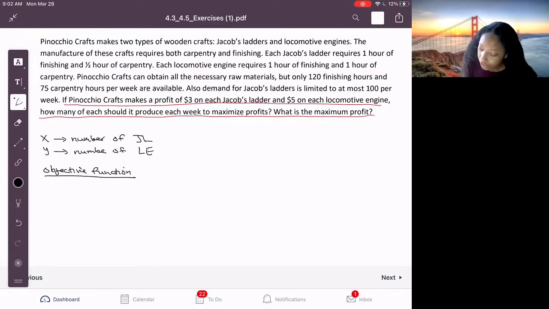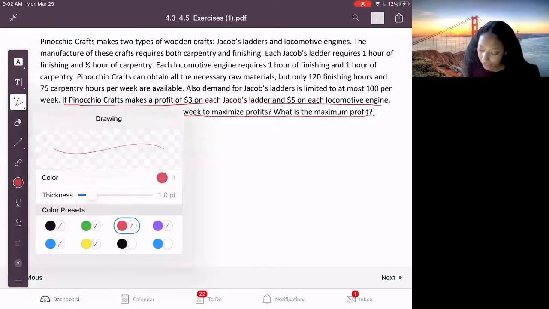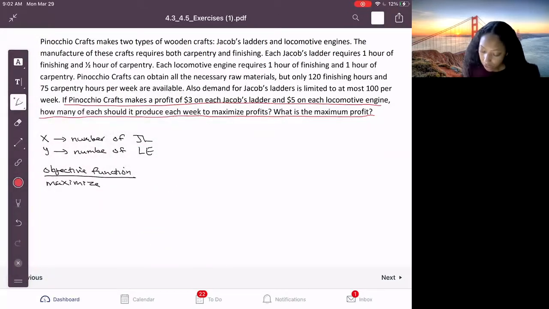Our objective here is to maximize the profit, and I'll write it in red since I have it underlined in red. We're told that each Jacob's ladder makes a profit of $3 and each locomotive engine makes a profit of $5. So our profit function would be P equals 3X, $3 for each Jacob's ladder, plus 5Y, for the locomotive engines. All right, that's where you should always start. Go to your question, figure out what you're trying to find, assign a variable for each of those unknowns, and figure out what your objective function is.